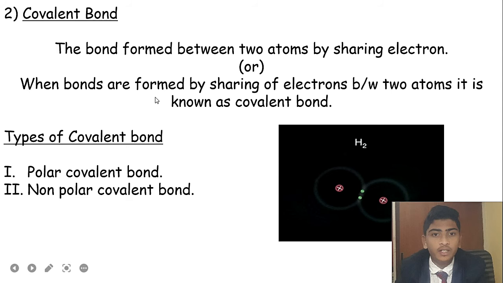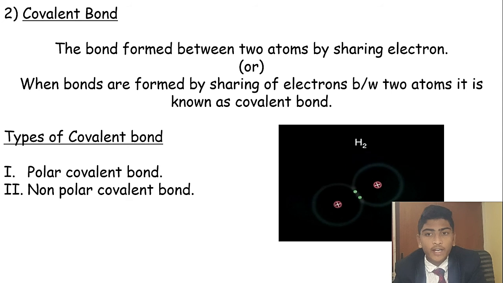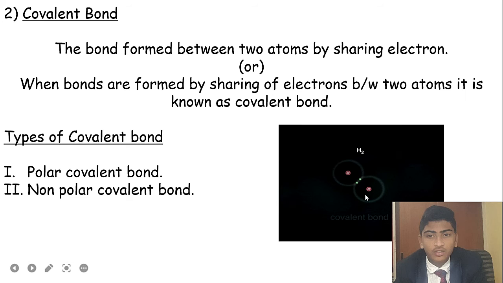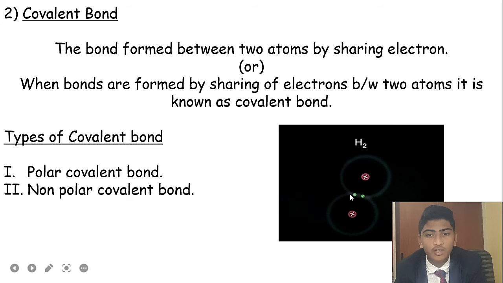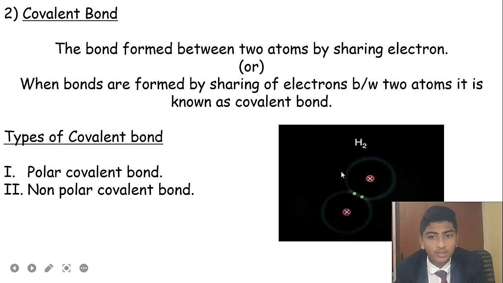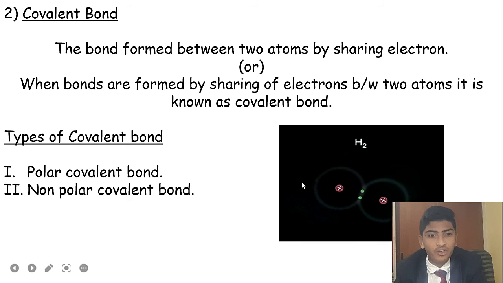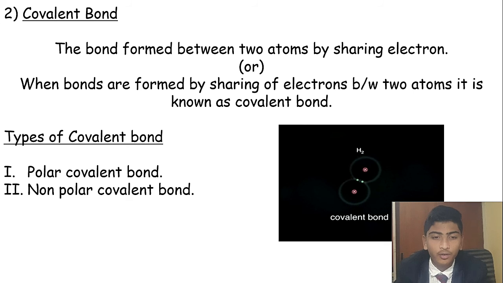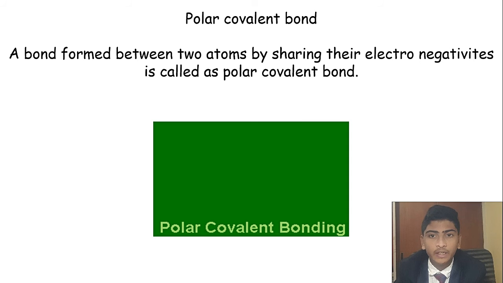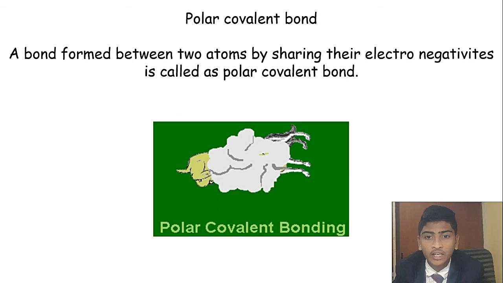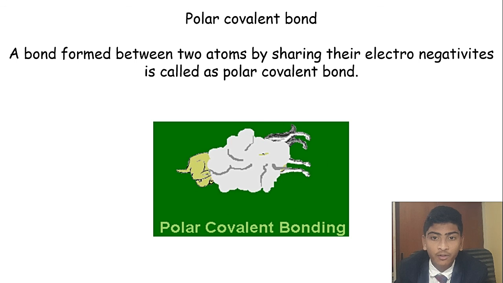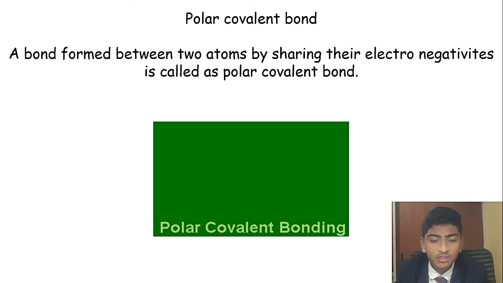Next, it is the covalent bond. This bond is formed between two atoms by sharing electrons. Here hydrogen needs two electrons, and this hydrogen also needs two electrons to attain stability. So both will share their electrons, and they both will get two electrons each. In this there are two types of bond, polar covalent bond and non-polar covalent bond. A polar covalent bond is a bond between two atoms by sharing electrons unequally: the atom which has higher electronegativity will have most of the shared electrons. This is known as a polar covalent bond.